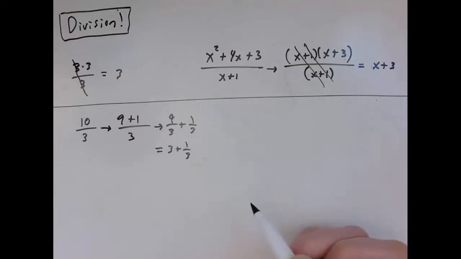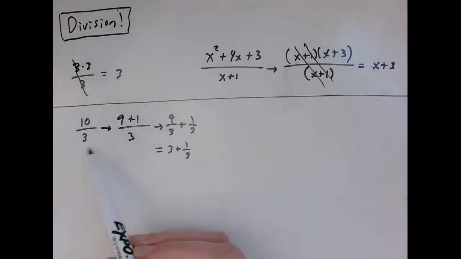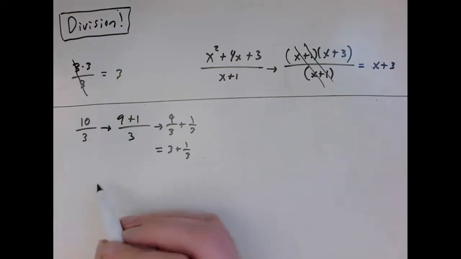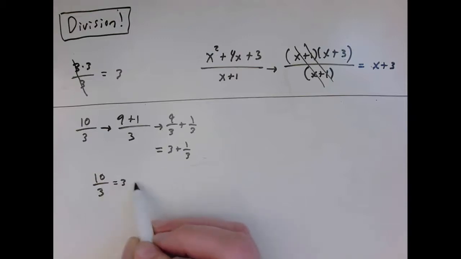A different way of thinking about it would be the largest thing that 3 can multiply to be that's smaller than 10 is 9. So 3 times 3 is 9, but then you'd have 1 left over. So in elementary school, you might say 10 divided by 3 equals 3 with a remainder of 1. But what it means to have a remainder of 1 is that you are adding a remainder of 1/3 because you were originally dividing by 3.